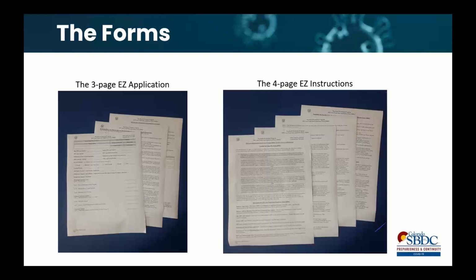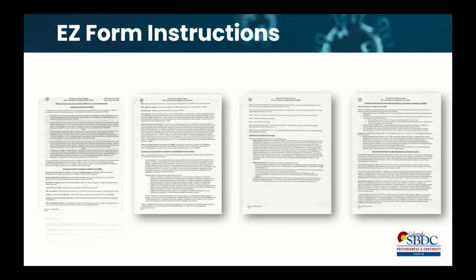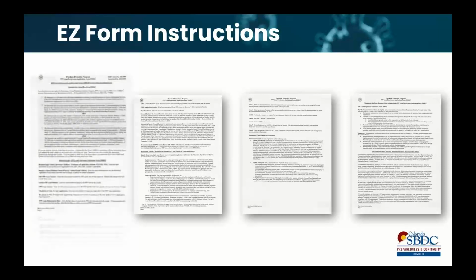There's also reason to believe that this form will be turned into an online portal, and you will input the information directly into that portal. That portal does not exist as of today, so we cannot tell you too much about it. You must be qualified to use the easy form. The rules for determining if you are qualified can be found on page 1 of the instructions.